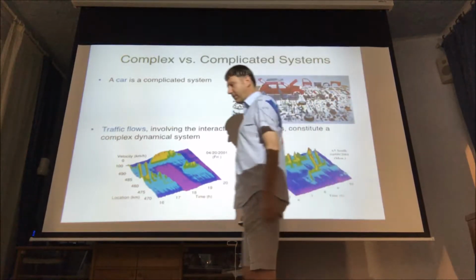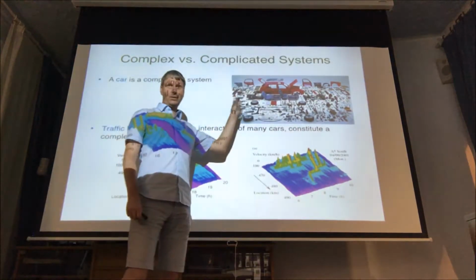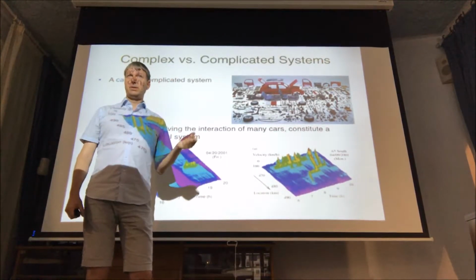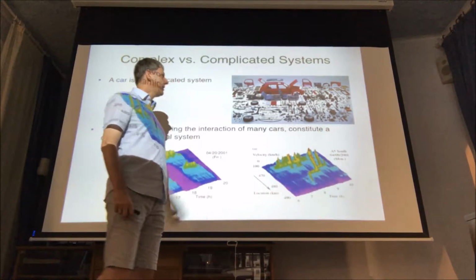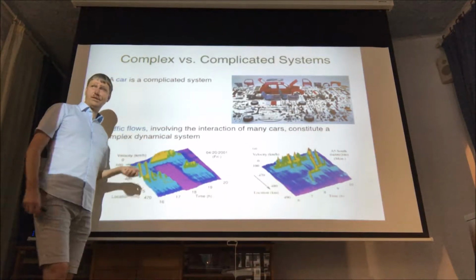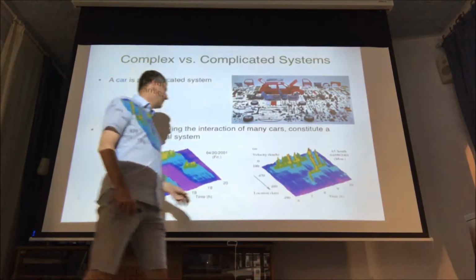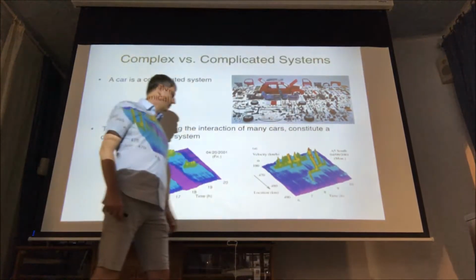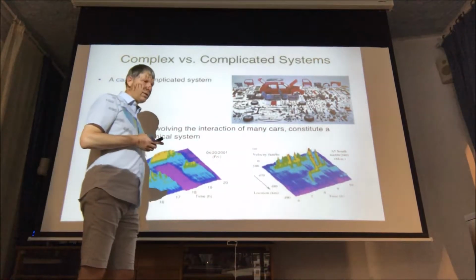But how to distinguish complex from complicated systems? A car is a complicated system. It's made up of many pieces, but it's well controllable. You need a steering wheel, a gas pedal, a braking pedal, and that's about it, and you can control it more or less perfectly. However, if many cars interact with each other and adapt to each other, what happens is a complex dynamics, stop and go traffic, and other kinds of congestion, and this is actually then a complex system that is not well controllable.